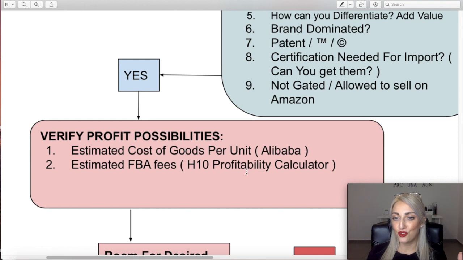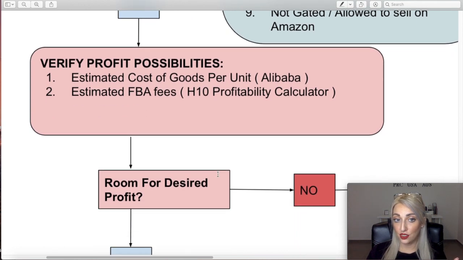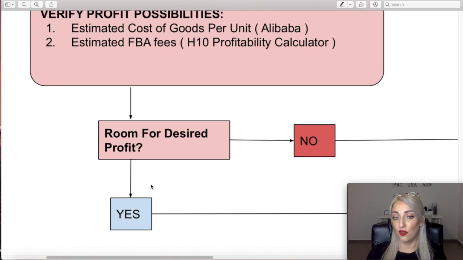Remember, it's not going to include shipping, so you can add $1 or $2. This is very much an estimation. Later we'll get into exact cost of goods. And then you're also going to estimate the FBA fees. You can do this by using the Helium 10 profitability calculator. If you download the Helium 10 Chrome extension, then you'll see the profitability calculator. Once you've calculated there, is there room for desired profit? If yes, excellent. If no, you need to go back to the product research stage.